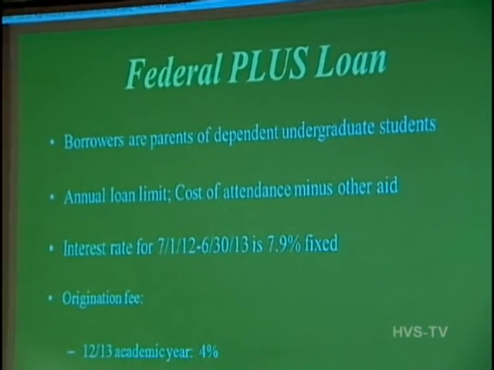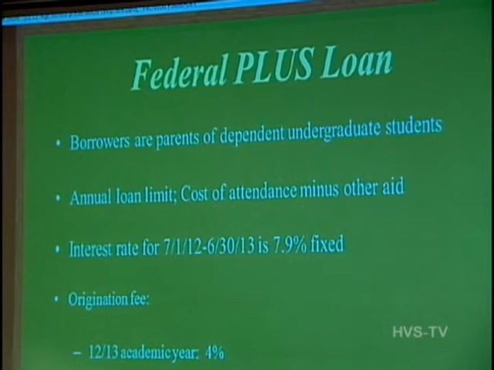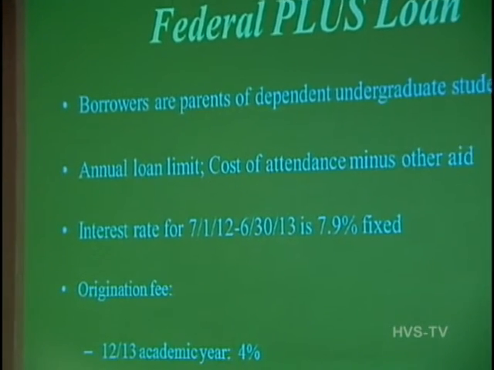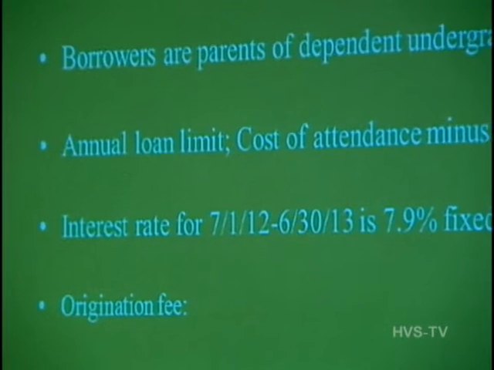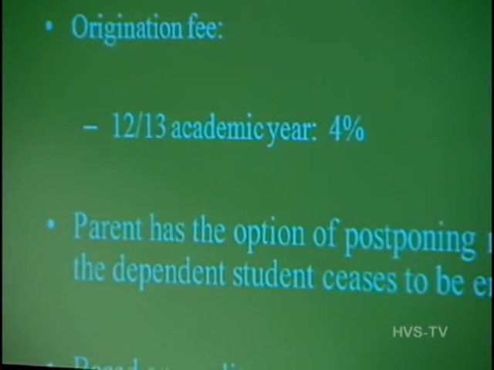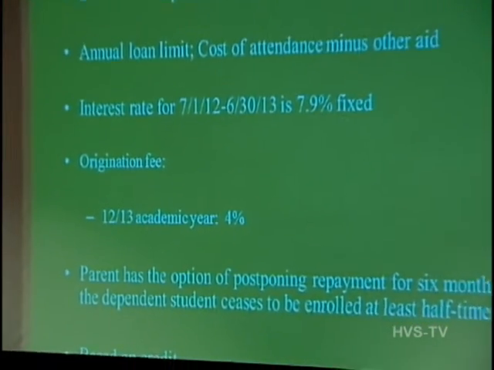Borrowers are parents of dependent undergraduate students. The annual loan limit is the cost of attendance minus any aid the student's receiving for the year. The interest rate for the upcoming year is 7.9% fixed. The origination fee that the government charges is 4%. The parent has the option of postponing repayments for 6 months after the dependent student ceases to be enrolled half-time. The parent loan is based on credit.